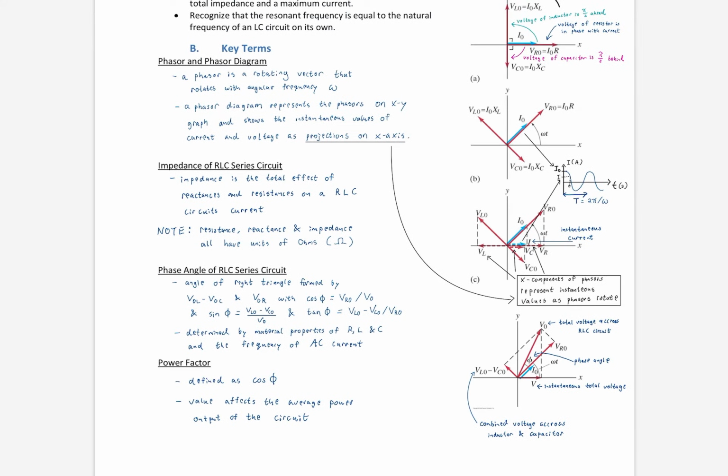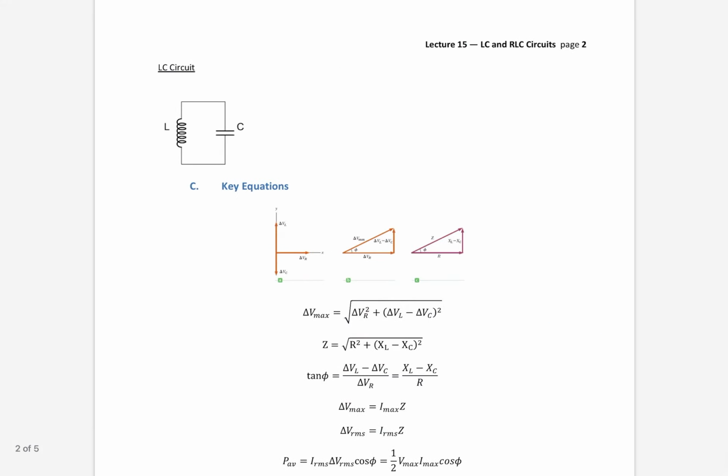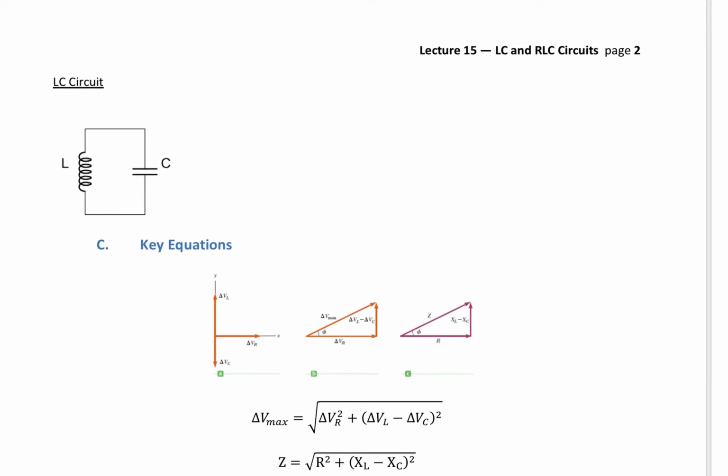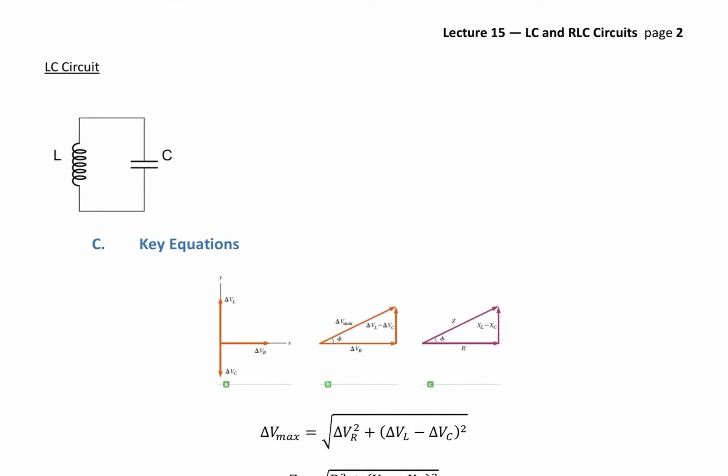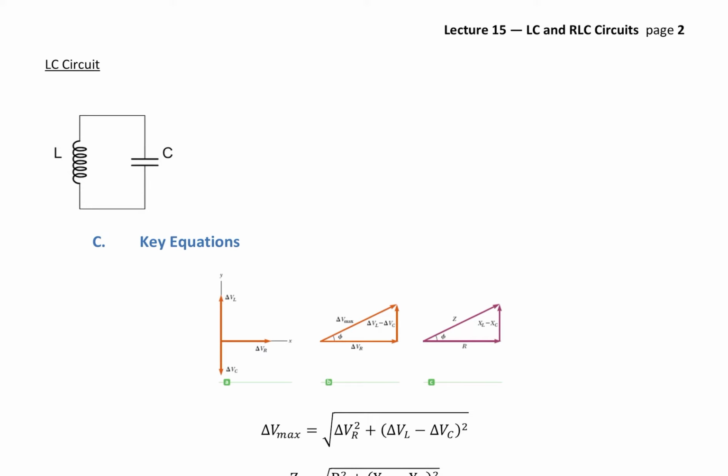Okay, let's move on almost to formulas, with one last term, an LC circuit. All right, so what is an LC circuit? We won't talk about it much. I'm not going to do any example problems with LC circuits, but it's important to understand what it is and how it relates to an RLC circuit. So an LC circuit is the part of an RLC circuit that sets its natural frequency. Okay, so it's much more simple than an RLC circuit.